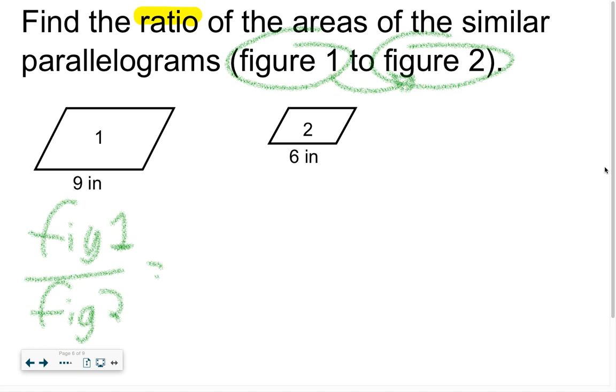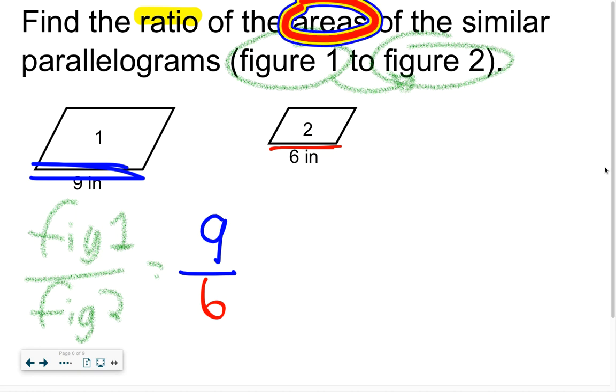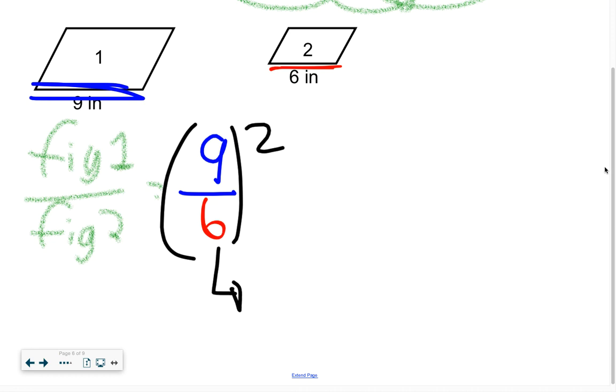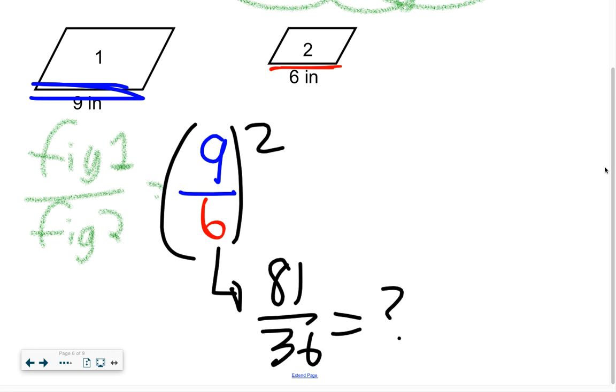So knowing that we're going figure 1, again, pick a side in figure 1 that you have a corresponding side to in figure 2. And now because we're talking about their area, remember, we talk about area squared, which means we need to take and square this ratio. So we're going to square it. Now, my tip for you is not to go right away and tell me that it is 81 over 36. You are correct, but then you need to simplify that down to something.